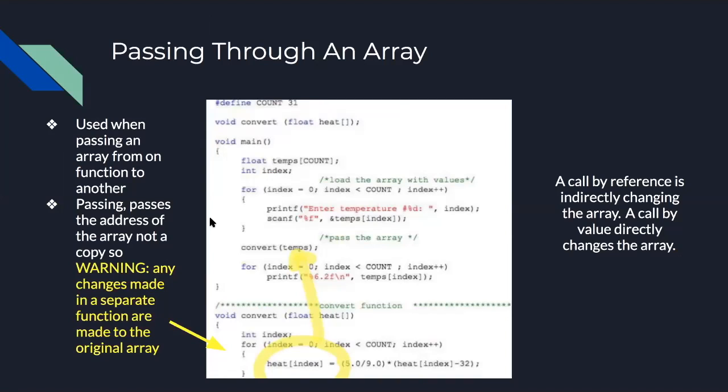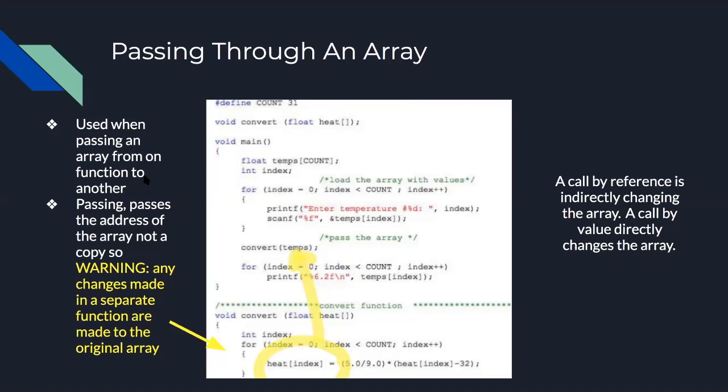Here we have an example about temperature input. It asks the user to input different temperatures in Fahrenheit, then uses a separate function to convert them from Fahrenheit to Celsius. But as you can see, in the separate function, it's not making a copy of the original array, it's doing a call by reference, so that any changes made in the separate function are made to the original array. In this one, the separate function allows us to change the values from Fahrenheit to Celsius by subtracting 32 and multiplying by 5/9.